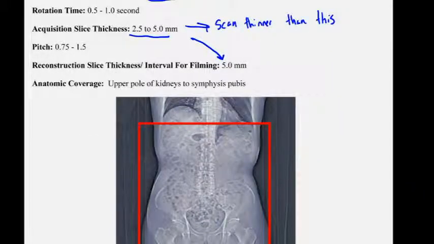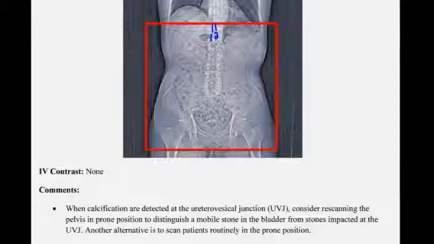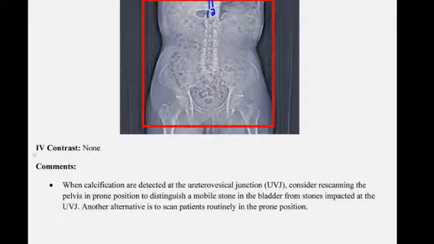The anatomic coverage is usually from the upper pole of the kidneys to the symphysis pubis. And so, once again, this is 12, this is 11, so we're definitely going from the upper poles. We're actually getting all of the kidneys, all the way down to the symphysis pubis. IV contrast, there's no need for IV contrast.